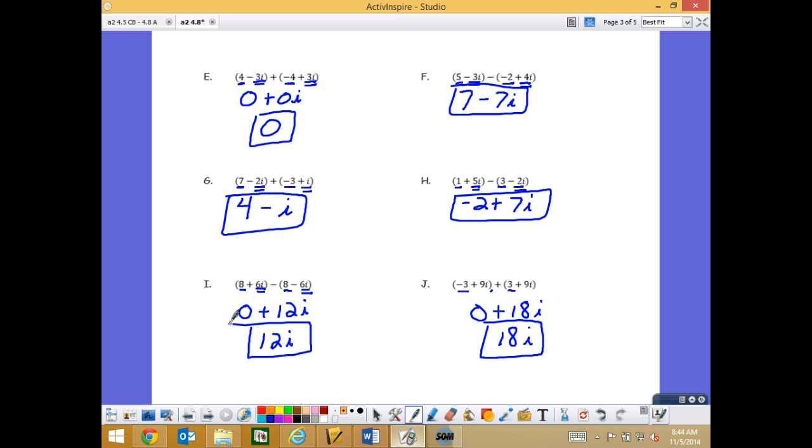That is adding and subtracting the complex numbers. In the next video, we're going to take a look at multiplying complex numbers.